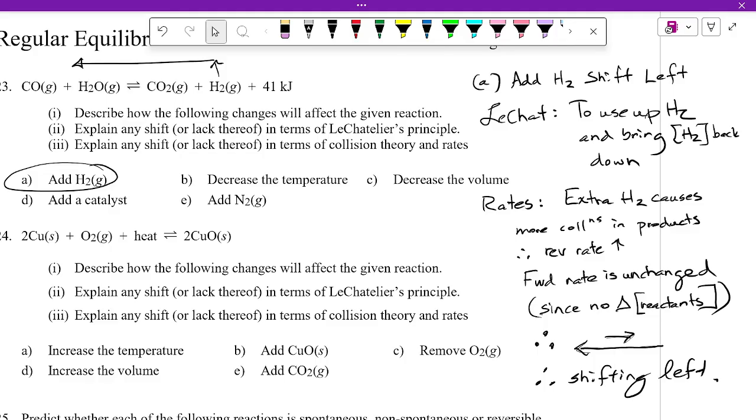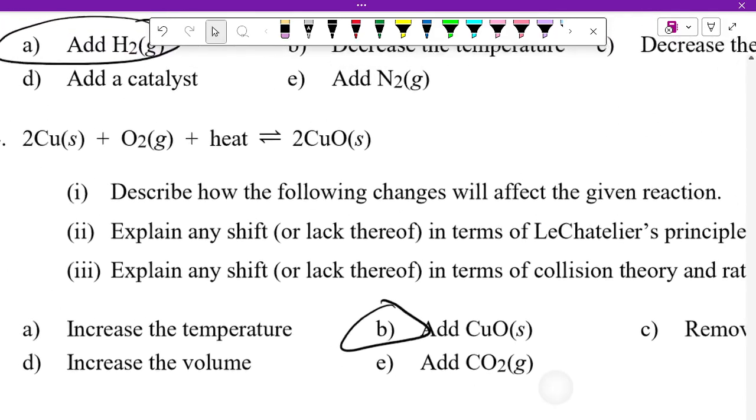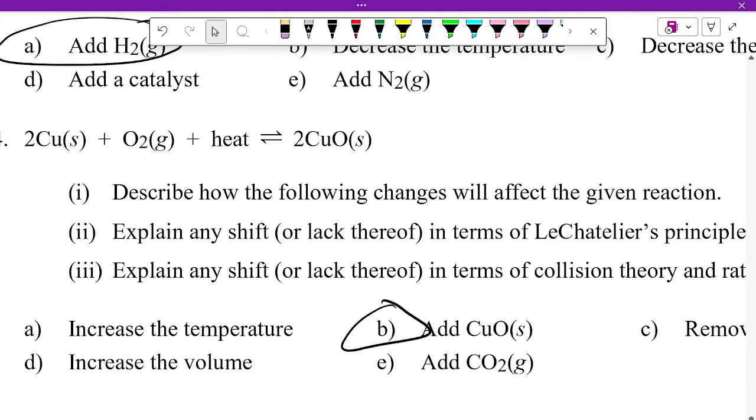Actually, if we decrease the temperature here, the concentration of CO2 and H2 is going to increase, and the concentration of CO and H2O is going to decrease. Now the logic makes sense. It's a solid, so it will have no effect on the position of the equilibrium. There will be no shift.